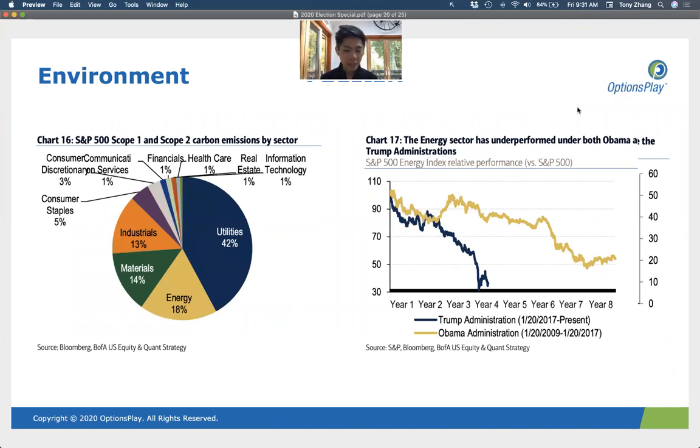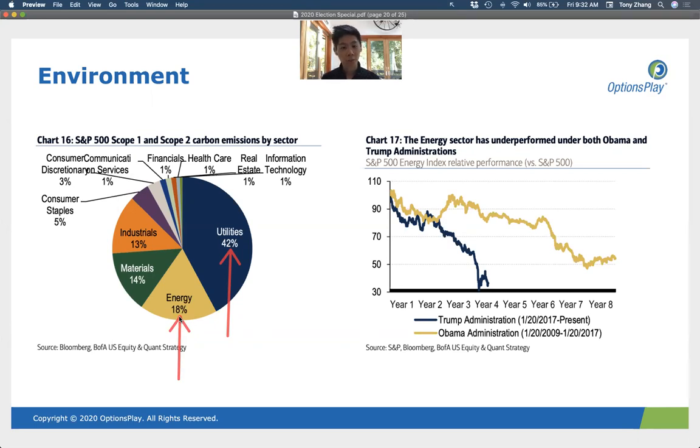And one other big issue on the ticket is really the environment and climate change. When we look at the sectors that have the most carbon emissions, it's surprisingly not energy, it's actually utilities. This is really where we see utilities will have a very large impact under a Biden administration, where one of his big initiatives is going to be battling climate change. Whether you believe in climate change or not, it is happening. I think there are different views on what is causing climate change, but I think everyone can agree that climate change is happening.